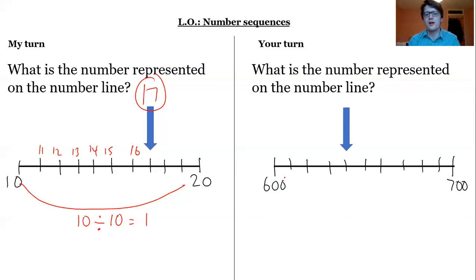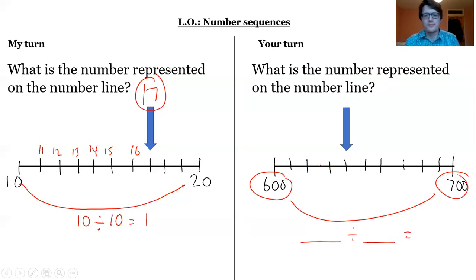Just notice before you start, I've now got 600 and 700. So what am I counting in now? Again, think about this. What's the difference? And then how many parts are there? What am I going to divide by? What's each step worth? So pause the video, come back when you're finished.